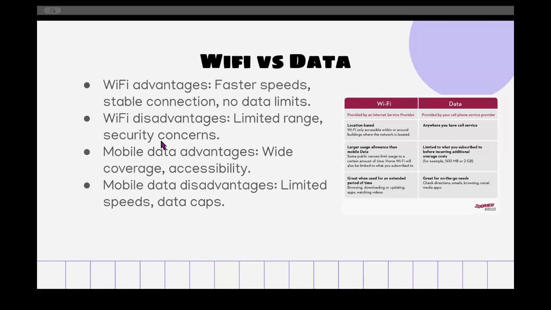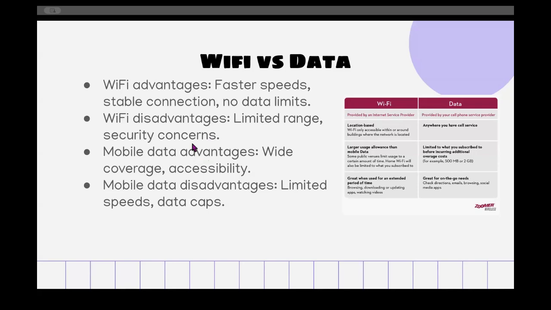But it does also have some disadvantages. Of course, there's limited range. Once you leave that space, your Wi-Fi connection usually gets severed as well. There's also some security concerns. If you're in a public place and you're using public Wi-Fi, there is an opportunity for data interception. So ensure that when you're connecting to Wi-Fi in a public place, it's ideally a trusted network, and those usually tend to be password protected or someone that you know.